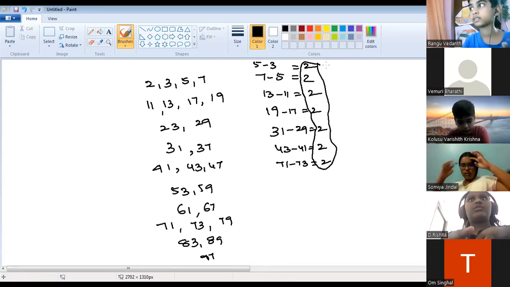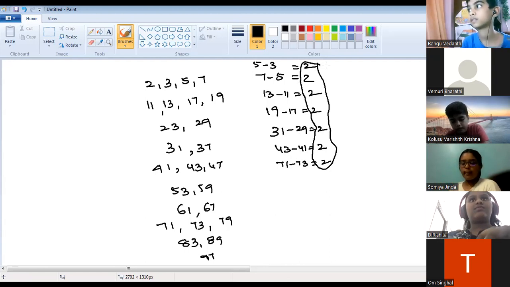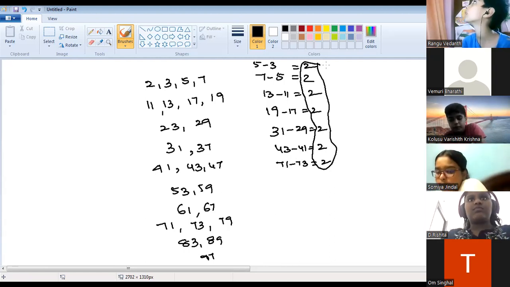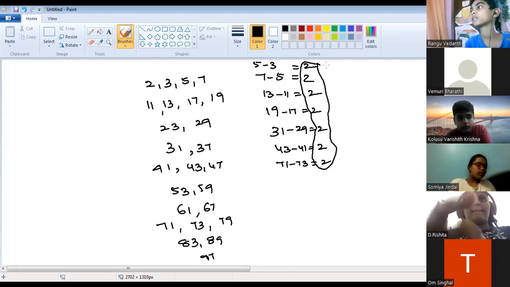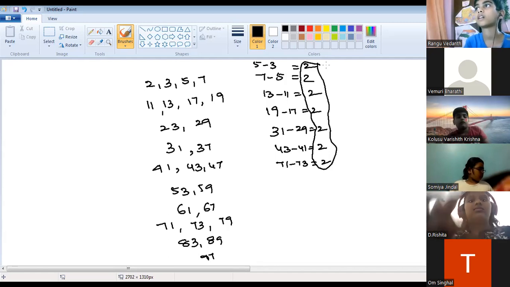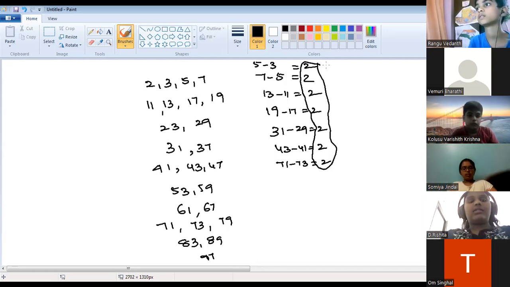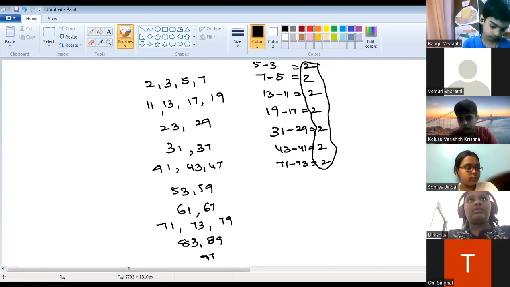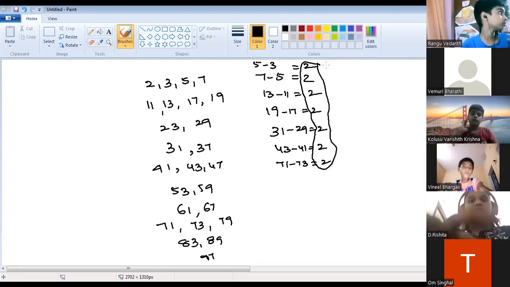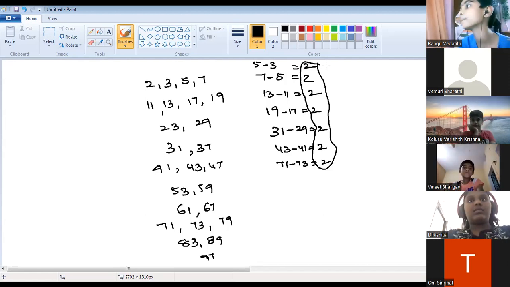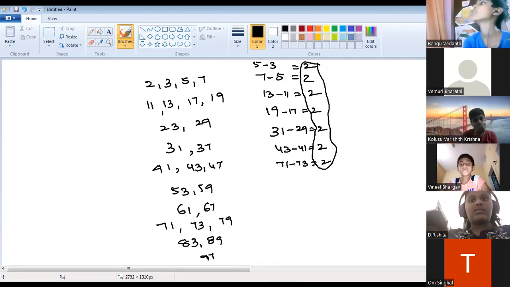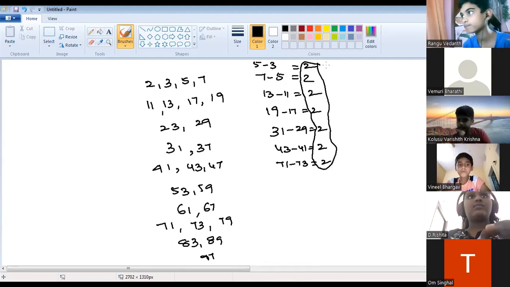Ma'am, triplets are like 5 minus 2, 3. The prime triplets I will teach children a little later, when we start the Pythagoras theorem. Don't go more than that. Prime triplets are also very important. 51 minus 49 also. That is also a very simple concept, children.